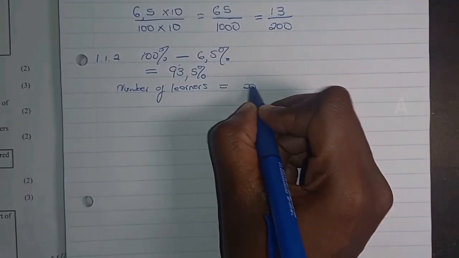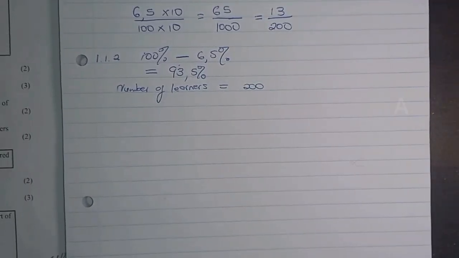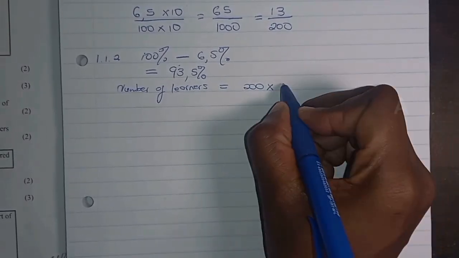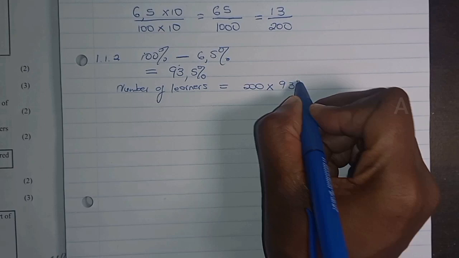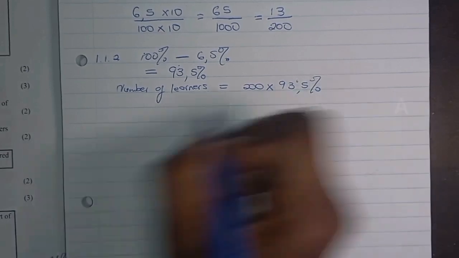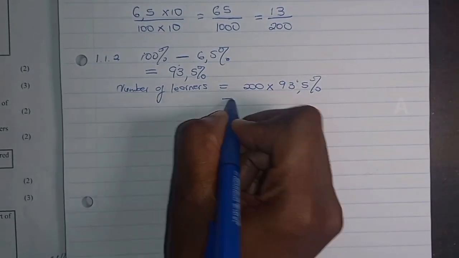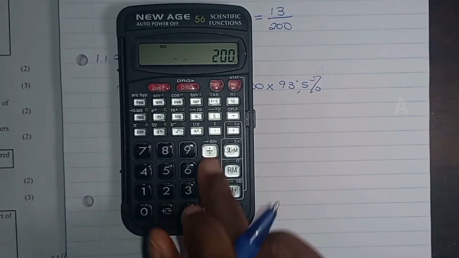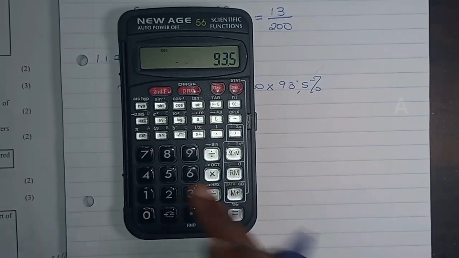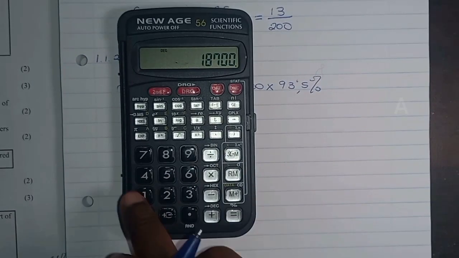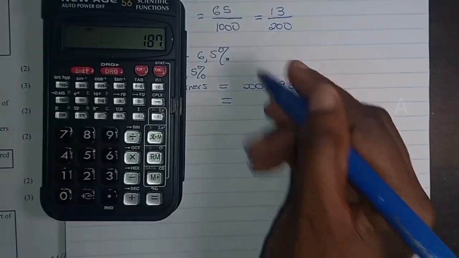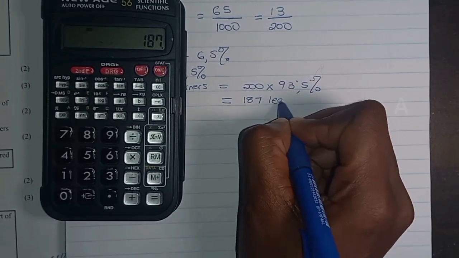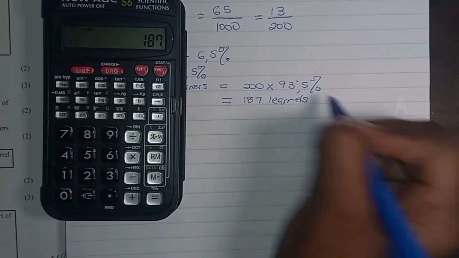So 200 did plan to go, and 93.5% actually went. There we go. So let's find out. 200 times 93.5 divided by 100, and we get 187 learners, and you are done.